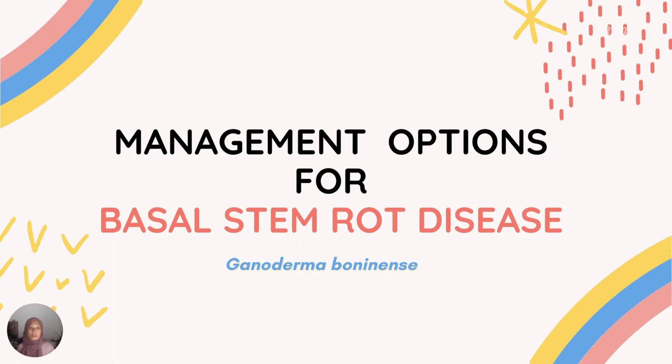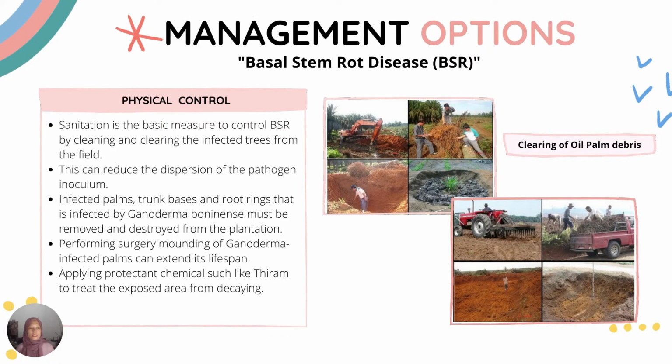So now I will be talking about the management options for basal stem rot disease caused by Ganoderma boninense. First, we have the physical control. Sanitation is the basic measure to control BSR. This can reduce the dispersion of the pathogen inoculum. Infected palms, trunks, and roots that are infected by this pathogen must be removed and destroyed from your plantation.